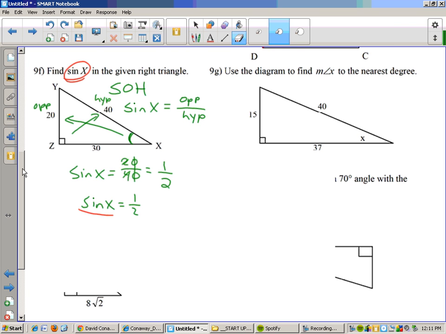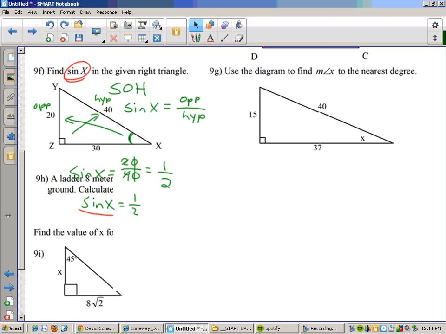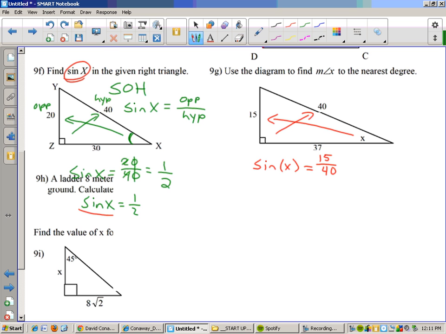All right, next, use the diagram to find the measure of angle x to the nearest degree. So I can pick any which way I want to do here. I kind of like sine, so I'm going to stick with that. Sine of x equals 15/40. That's going to be opposite over hypotenuse.